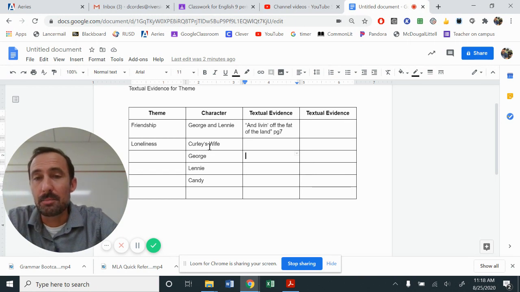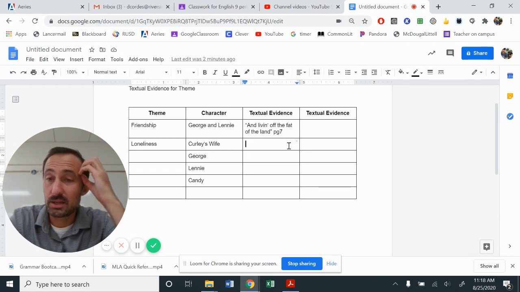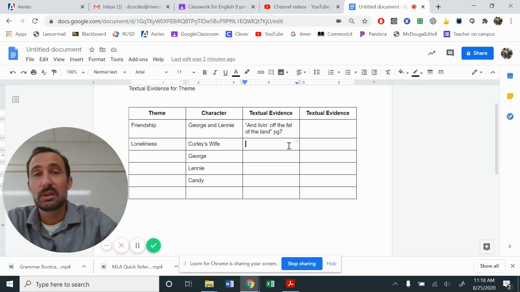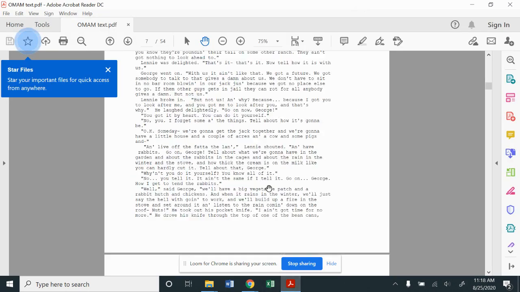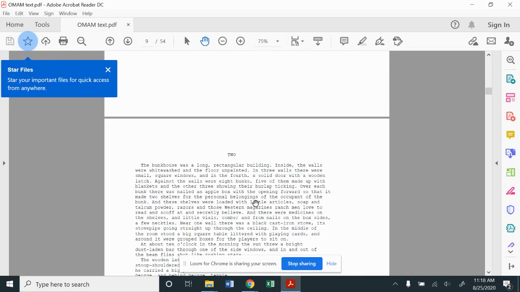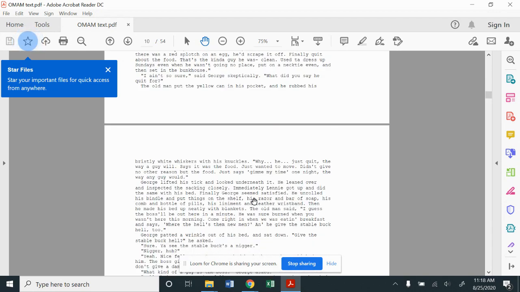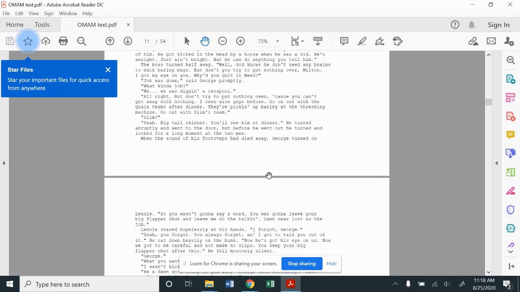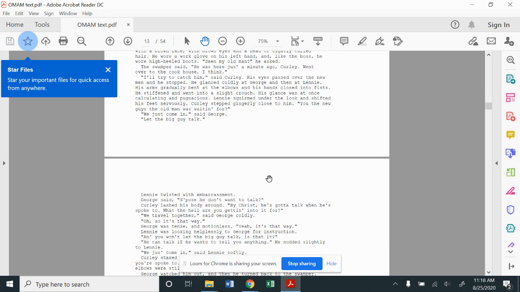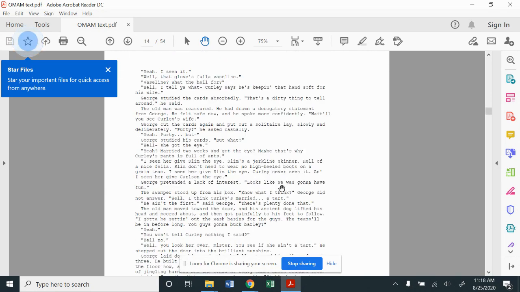Okay. Curly's wife, let's find a quote for that. I love chapter 2. Chapter 2 is where she's first introduced. I believe she's in chapter 3 as well. Let me go back over here. So chapter 2 is the bunkhouse. She comes in. This is where she arches her back. She's like, oh, nobody can blame a person for looking. I was just here. Okay.